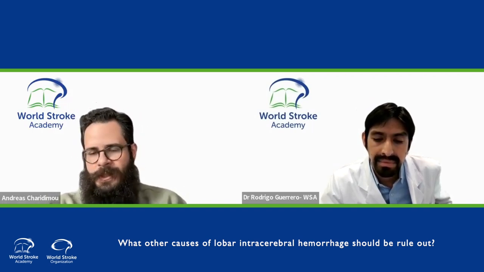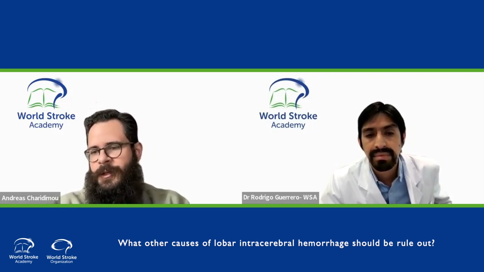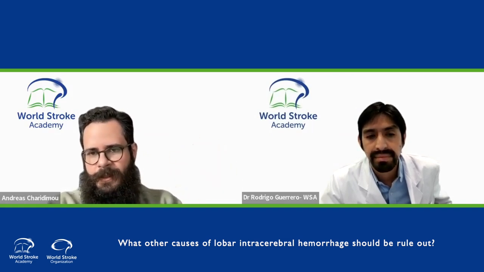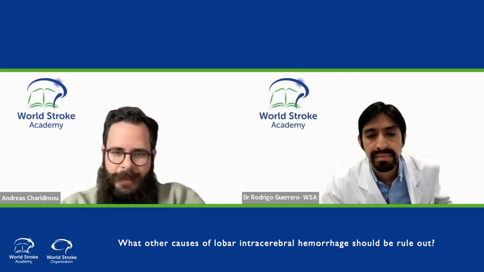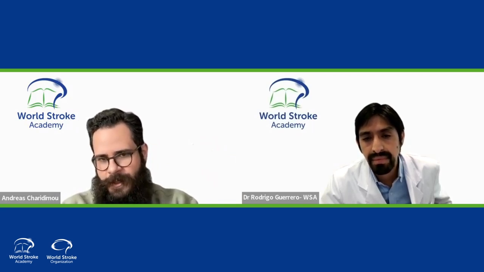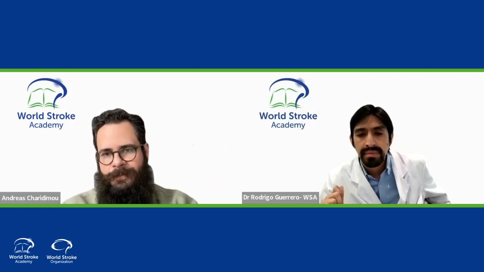Traumatic brain injury, for example, can cause microbleeds in a lobar distribution. Any sort of cardiac surgery, valve replacement, has been associated in studies with microbleeds. Similar for siderosis and subarachnoid hemorrhage. There is a huge list of causes that you need to thoroughly work up the patient for.